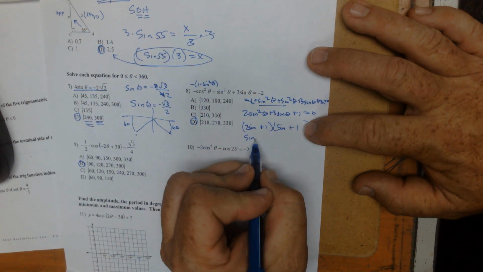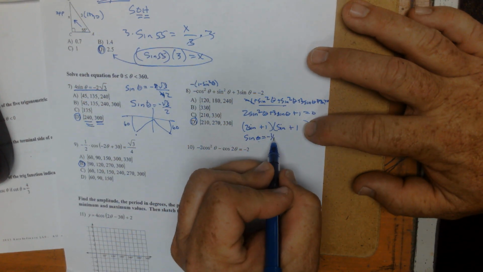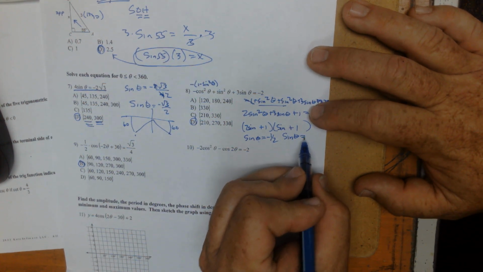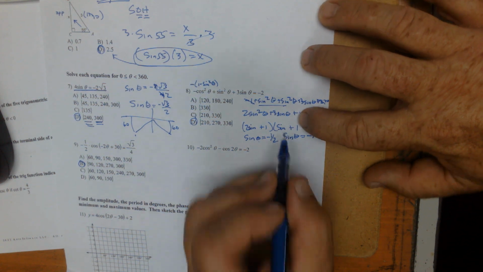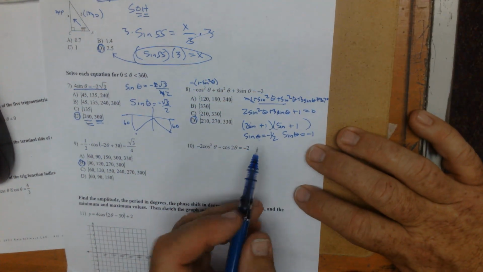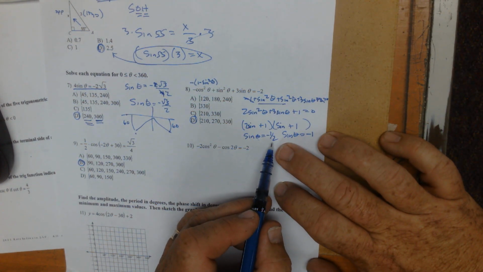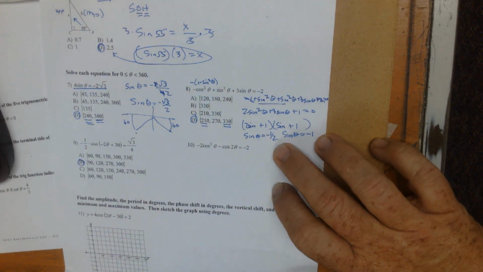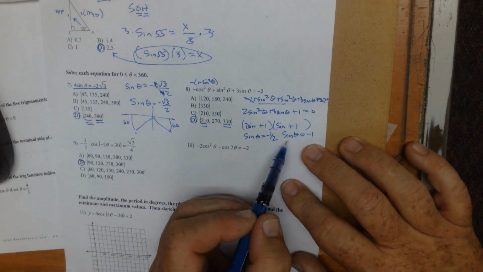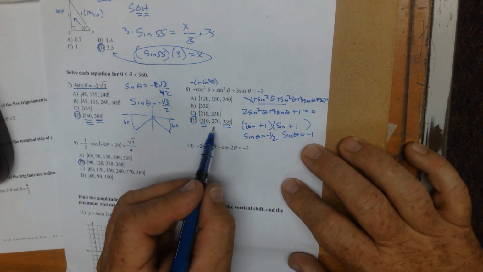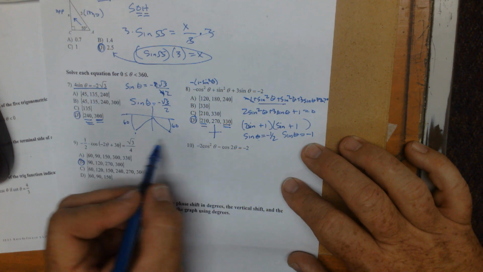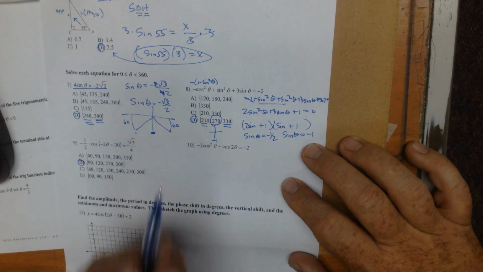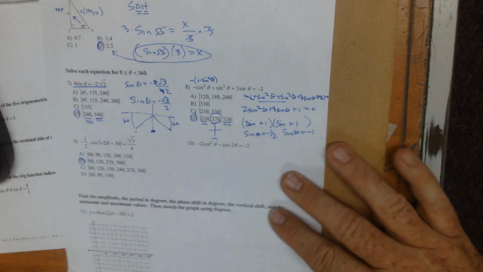So where is sine of theta equal negative 1/2 if I set this equal to 0? And where is the sine of theta equal to negative 1 if I set this one equal to 0? So this is going to be negative 1/2. That's going to be 210 and 330 because 1/2 goes with 30 degrees. Where is sine negative 1? Well, it's only negative 1 down at the very bottom, right there. So that's the 270 that we get right there. So that's why my answer is D.